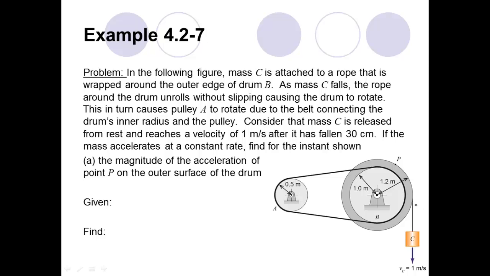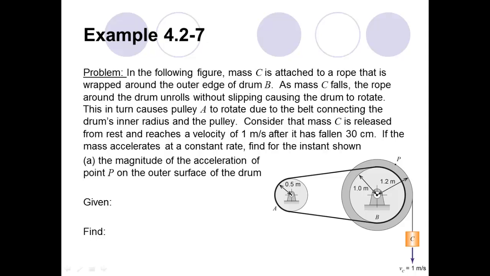And furthermore, the fact that this mass is connected via a rope that unwinds without slipping means that the motion of mass C will also relate to the rotation of this drum. So once we understand what's happening: mass C falls, and as it falls, the rope pulls this drum around, and then the movement of this drum causes this belt to move, which in turn causes this pulley to move.